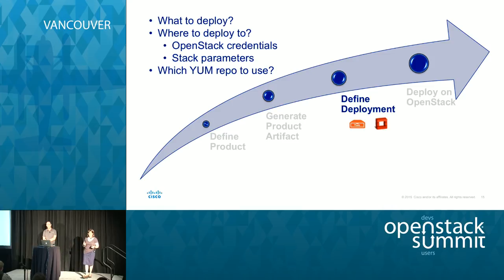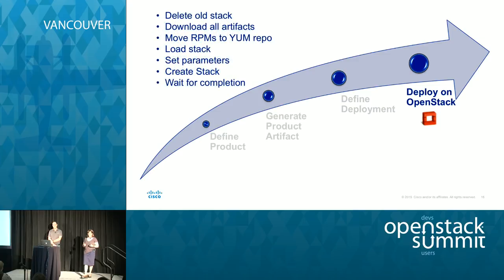And then when we deploy to OpenStack, we'll first see if the stack already exists in OpenStack and then we'll delete it using REST commands. We'll download all the artifacts from Nexus. We'll take also the dependencies from the tar file. We'll move all the RPMs to the YUM repository. We'll load the stack. We'll set the parameters if we have set parameters in Jenkins. We'll make an OpenStack REST call to create the stack, and then we'll wait until the stack is complete.